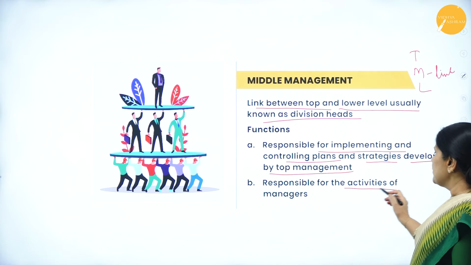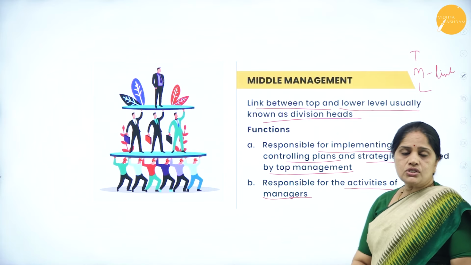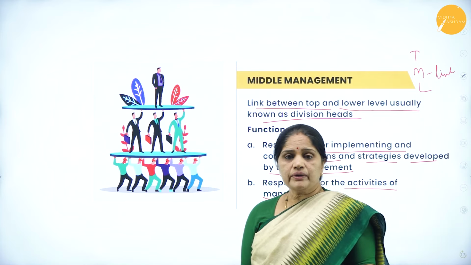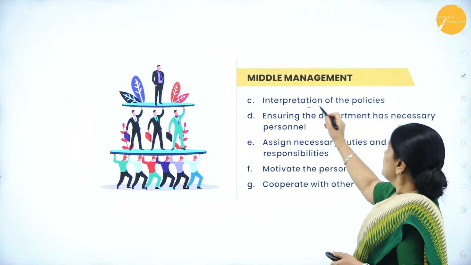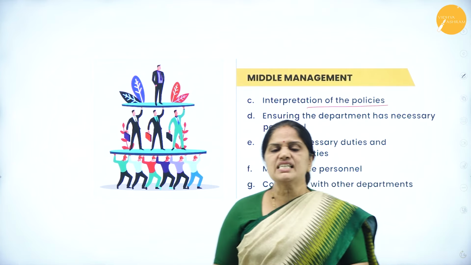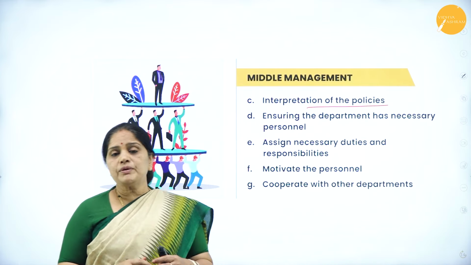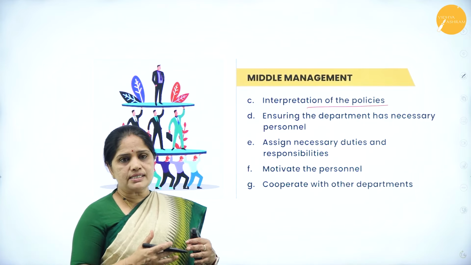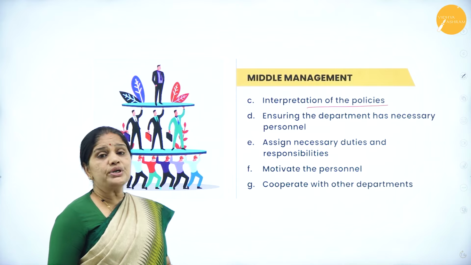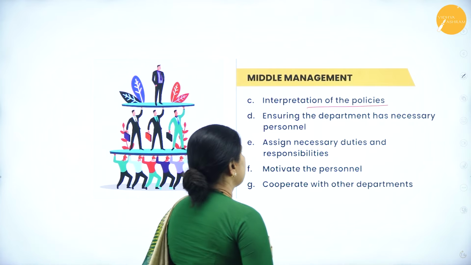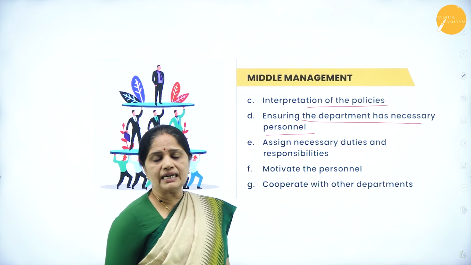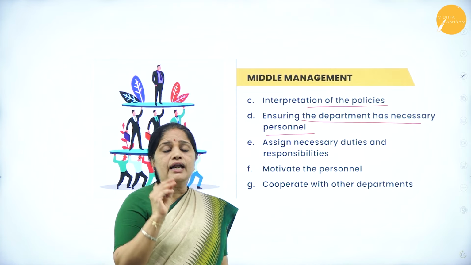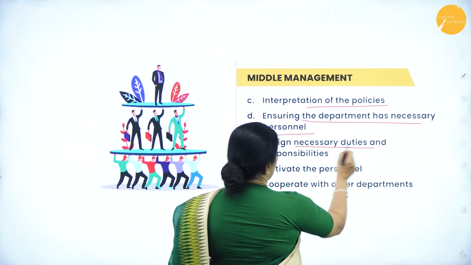Then they are also responsible for the activities of the managers. So all the managers of the organization will be responsible to the middle level management. Now, third one is interpretation of the policies. So whatever policies are framed by the top level, these people have to interpret. What are the policies, how do you interpret them and how do you implement them? That is done by the middle level. Ensuring the department has necessary personnel: they have to see that every department has the right number of manpower.